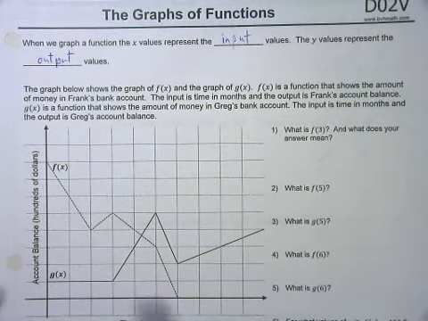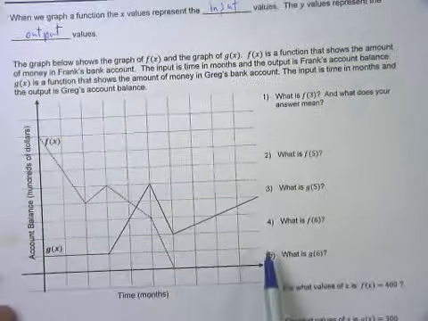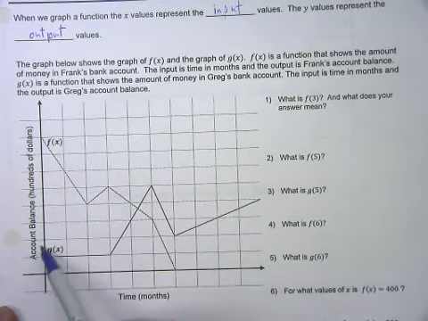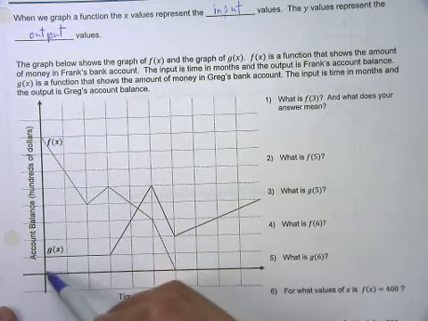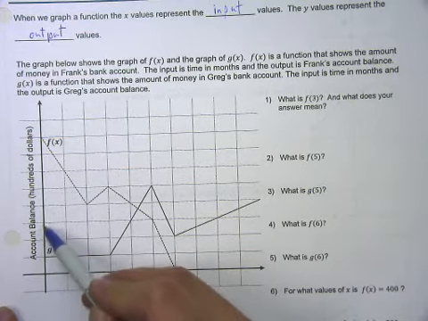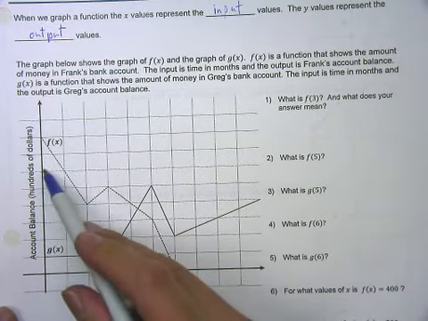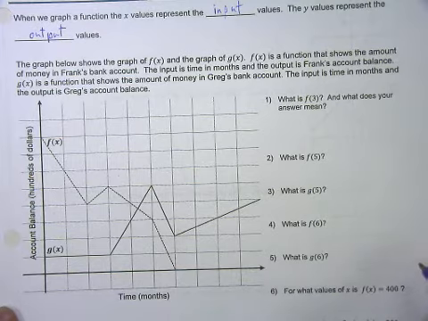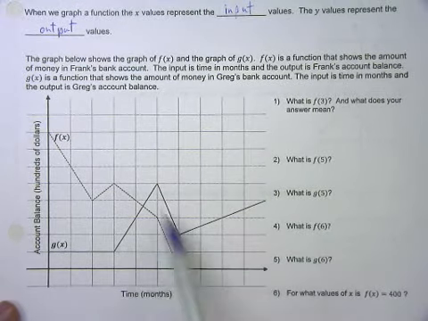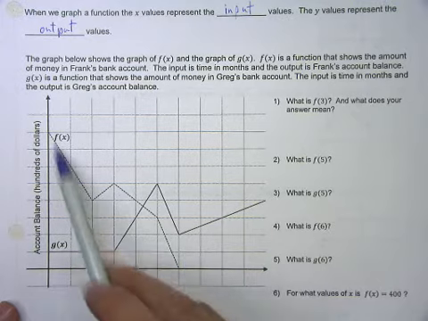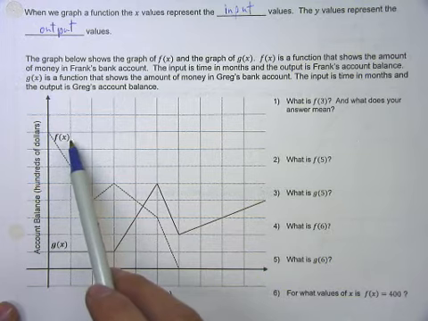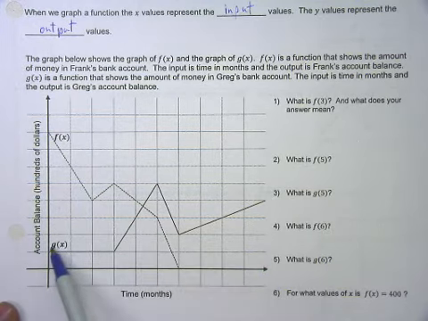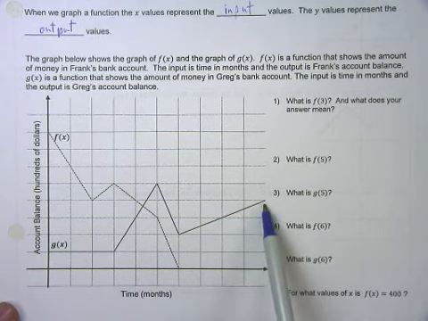Here's our x-axis. This is time in months, and our y-axis represents the account balance. Notice that it says this is in hundreds of dollars, so this would mean $0, $100, $200, $300, $400, $500, $600, etc. I want you to notice that I have two functions graphed. This is the graph of f of x, which represents the amount of money in Frank's bank account. And g of x, that's this one, the graph of the amount of money in Greg's bank account.